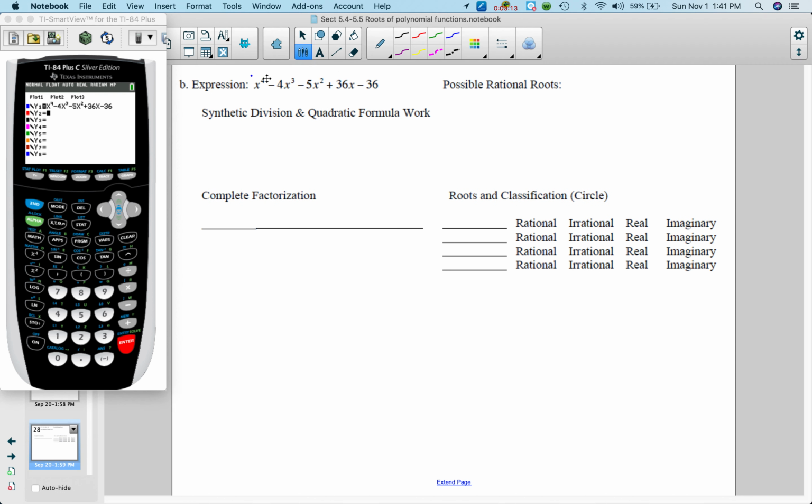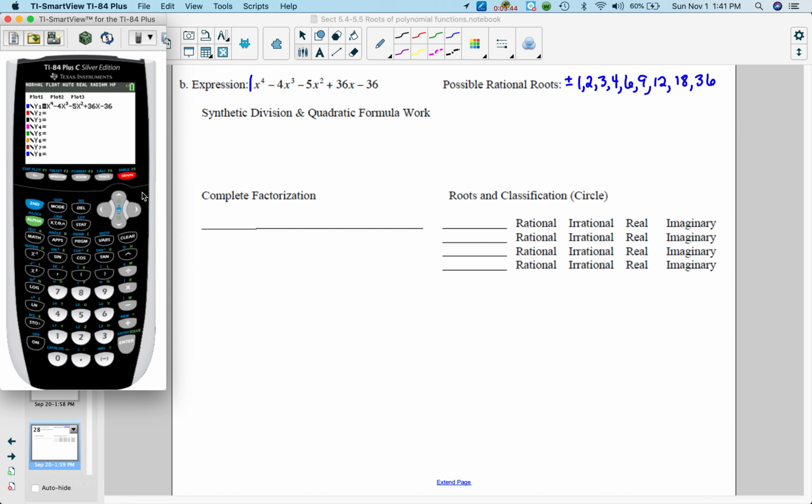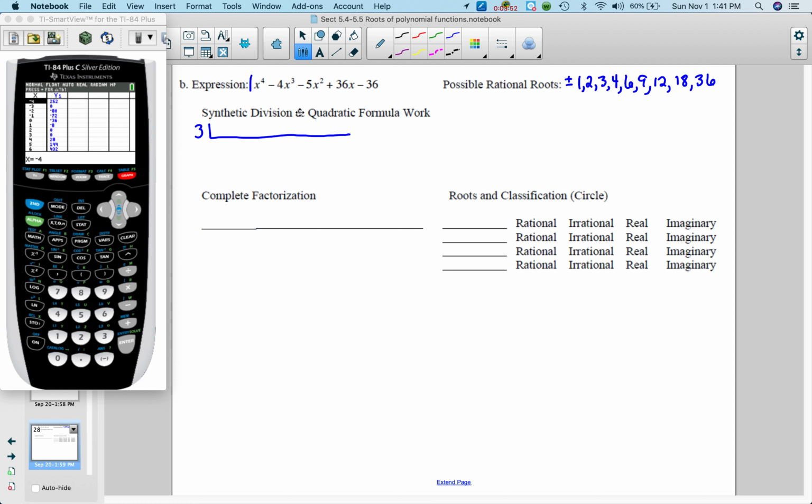For the next one, again, we have a 1 in front, so that makes life a little easier, but not much because 36 has a lot of factors. So we have plus or minus 1, 2, 3 goes evenly, 4 goes evenly, 6 goes evenly, 9, 12, 18, 36. I'm just looking for the factor pairs: 3 times 12, 2 times 18, and 1 times 36. So all of those are possible rational roots. We're going to use our calculator to get started. And I see that 3 works, so I'm going to use a 3. But notice -3 also works.